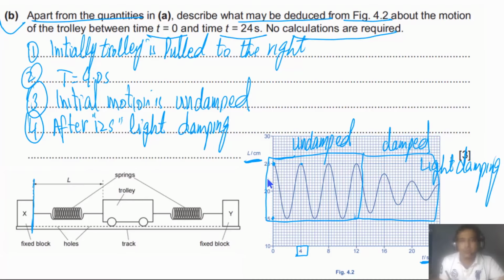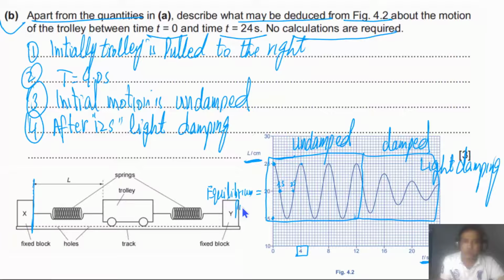And also we can conclude from here, at this point when t is equal to 0, it is at rest. But if you look at this point here, this is at 1 second, this is at 3 seconds. We can say this is the equilibrium position. So this is very important. So where is the equilibrium position? It is at 20 centimeters, when L is equal to 20 centimeters.